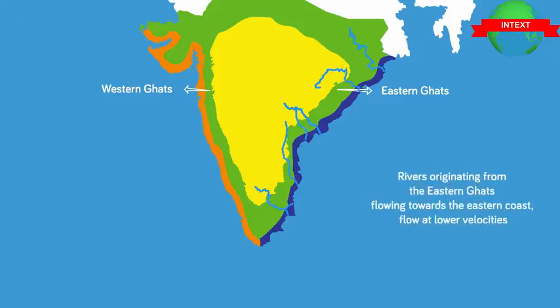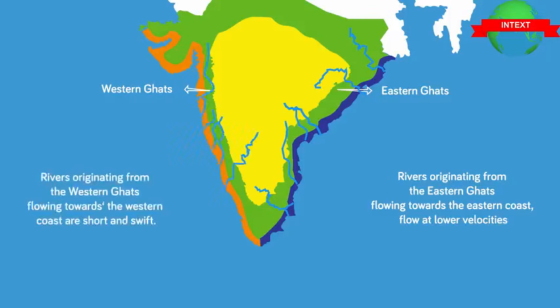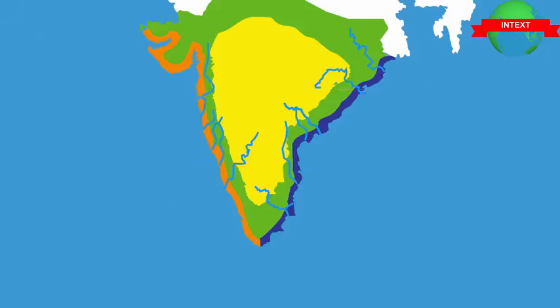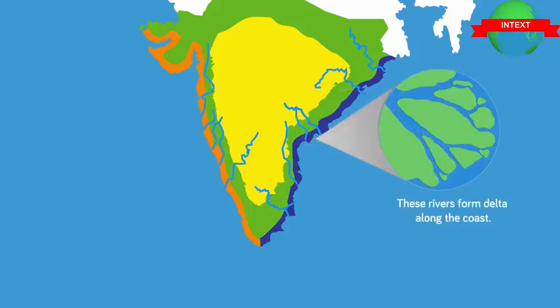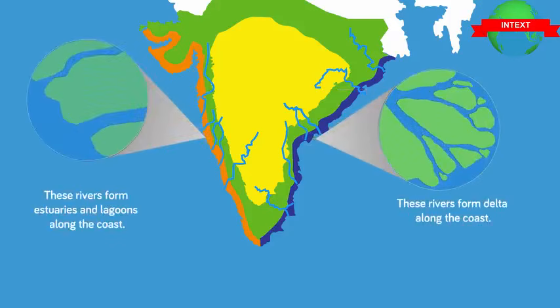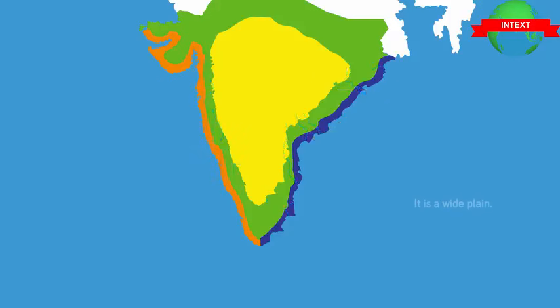Rivers originating from the Eastern Ghats flowing towards the eastern coast flow at lower velocities. Rivers originating from the Western Ghats flowing towards the western coast are short and swift. These rivers form deltas along the coast. These rivers form estuaries and lagoons along the coast.